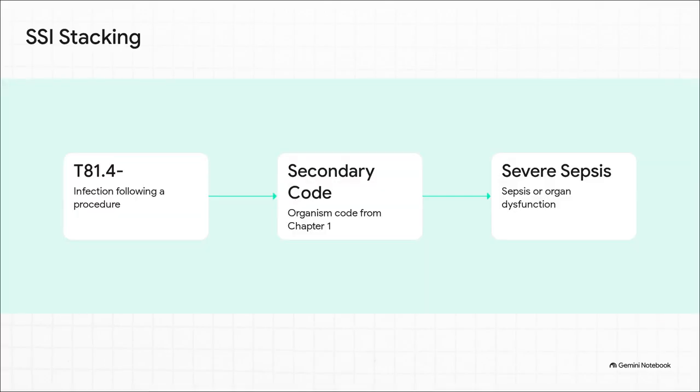I want you to think of this like a mandatory math equation. We call this SSI organism stacking. Step 1 is your primary complication code, say an infection following a procedure, superficial incisional. Step 2 is an absolute mandate. You must stack this with a secondary organism code from Chapter 1. That's your B95.61 for MRSA or B96.20 for E. coli to identify the exact infectious culprit. And step 3, if that infection has progressed, you bring in severe sepsis or acute organ dysfunction codes. Remember, primary complication code plus secondary organism code. That is the SSI coding mandate.